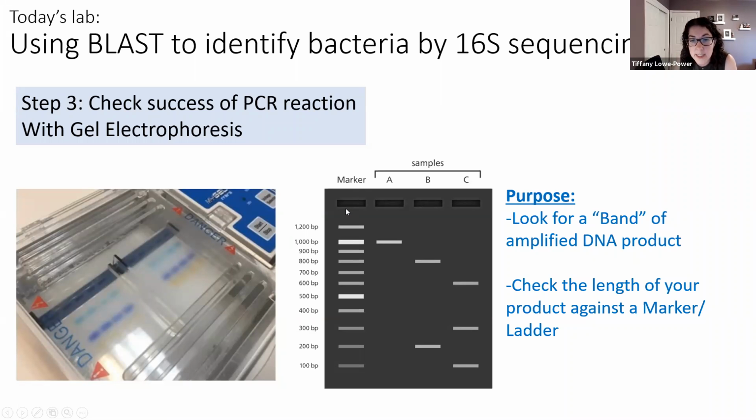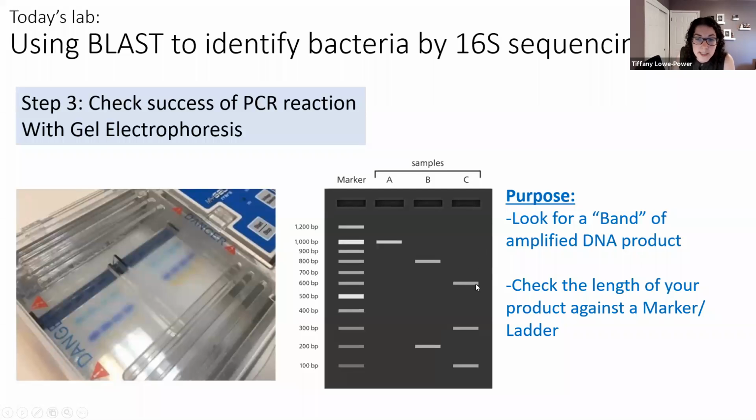With this gel, we would see the DNA ladder. And so this is something we buy from companies that has DNA of the correct size. And then this would be our PCR reactions. So we'd see this one and be like, okay, that PCR reaction is 1,000 base pairs. In this sample, we have an 800 base pair and a 200 base pair band.